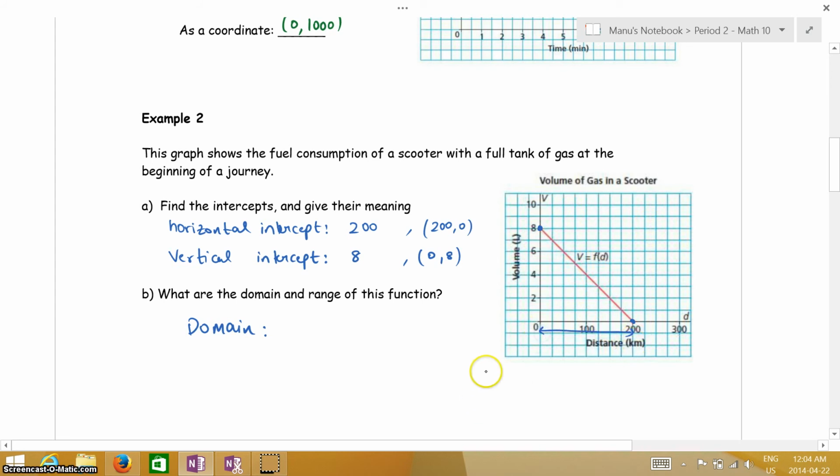And we're working with distance here. So I'll say the domain represents that your distance is bigger than or equal to 0 and less than or equal to 200. That is the domain. Similarly with the range, it corresponds to all possible y values. So as a result, all possible y values are those right there. So it goes from 0 all the way to 8. So I'll say the volume, which is V, is bigger than or equal to 0 and less than or equal to 8.